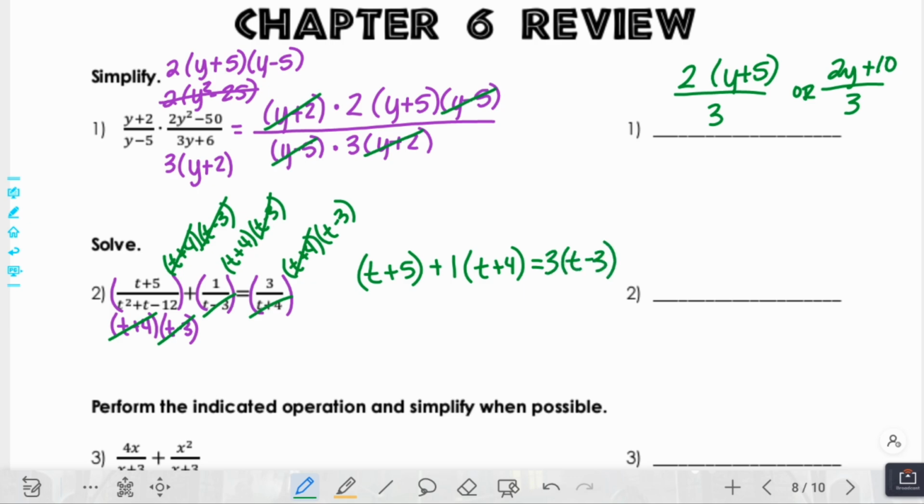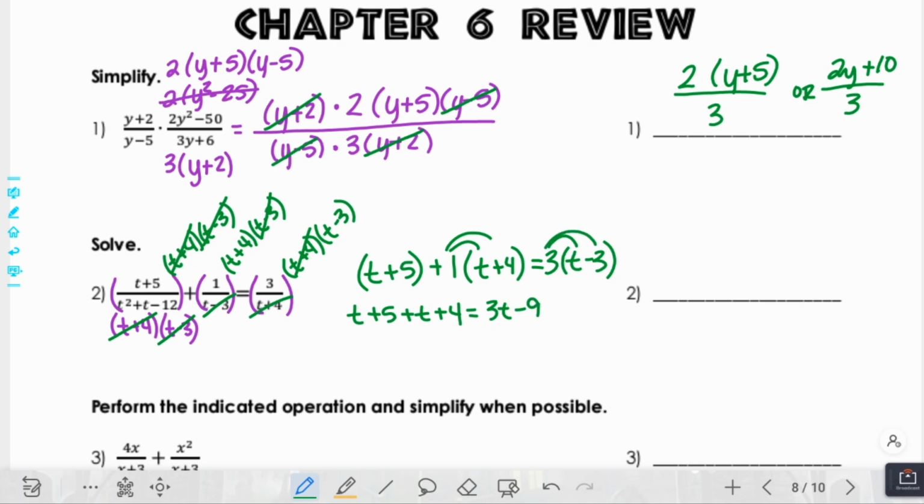Notice I left everything in parentheses. Please do that even if you're left with a 1 times something, just in case that 1 ends up being negative or you have to distribute a negative because of subtraction in the original problem. So from here, I've got t plus 5 plus t plus 4, that's after you distribute that 1, equals 3 times t, so 3t, 3 times negative 3, minus 9.